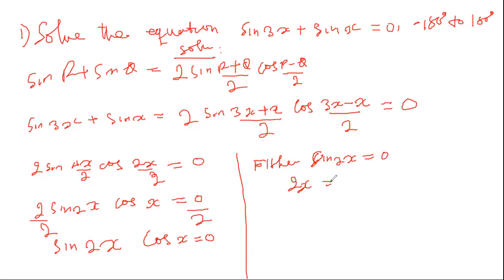and then we take the sine inverse. So 2x is equal to sine inverse of 0. What is sine inverse of 0? It is 0 degrees. Okay, let us take this to the second page. So 2x is equal to 0.